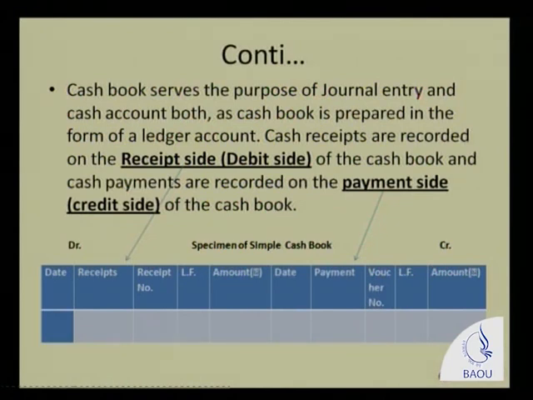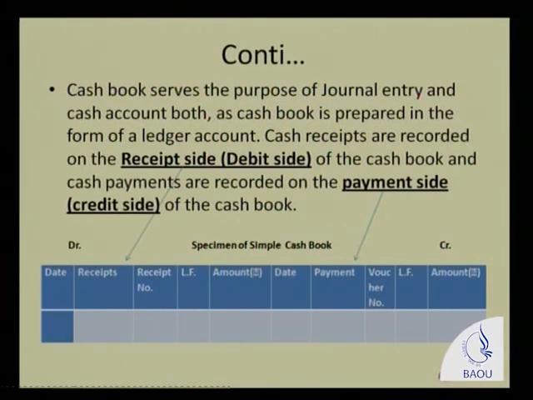Now let me explain the specimen of a cash book. In the specimen of a cash book, there are two sides: the debit side and the credit side. On the debit side we have columns: date, receipt number, LF and amount. On the other side we have the same columns: date, payment, voucher number, LF and amount. So this is a very simple specimen format of a cash book. Any type of cash transaction which we want to record, we can record in this specimen cash book.